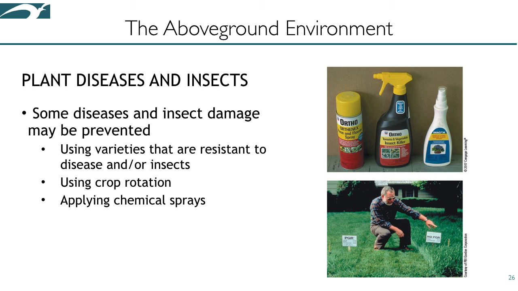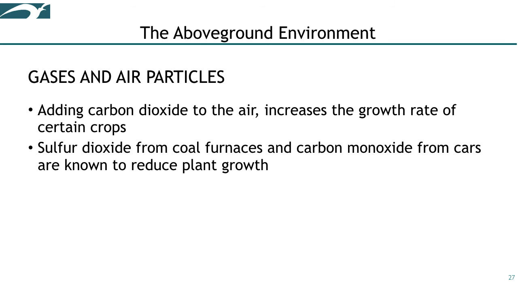If none of those work, by all means, your last resort will be to use chemicals. There are many chemicals on the market that are not so harmful. Gases and air particles: adding carbon dioxide to the air increases the growth rate of certain crops. However, sulfur dioxide from coal furnaces and carbon monoxide from cars are known to reduce plants' growth.